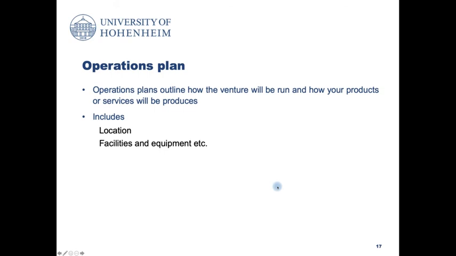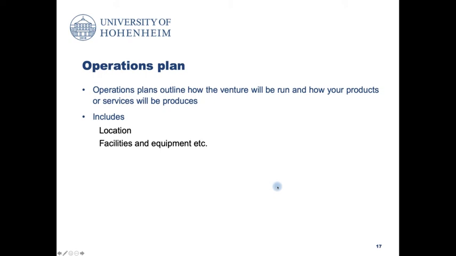Then, of course, you need an operations plan. You outline how the business runs and how the innovation will be brought to life and how this innovation will be produced. So it includes the facilities, the equipment, the location. Where do you want to produce this innovation? Do you want to produce this innovation in the headquarter location or at some subsidiaries? If yes, in what subsidiaries? Why is it specifically beneficial to do it there, not in other locations?